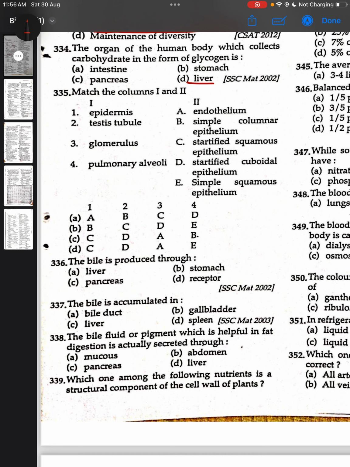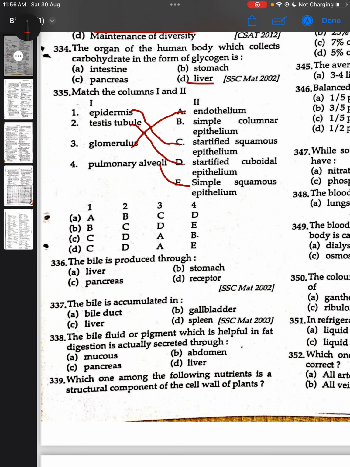335. Match the column. Epidermis will be stratified squamous epithelium. Testis tubule is stratified cuboidal epithelium. Glomerulus is endothelium, and pulmonary alveoli is simple squamous epithelium.